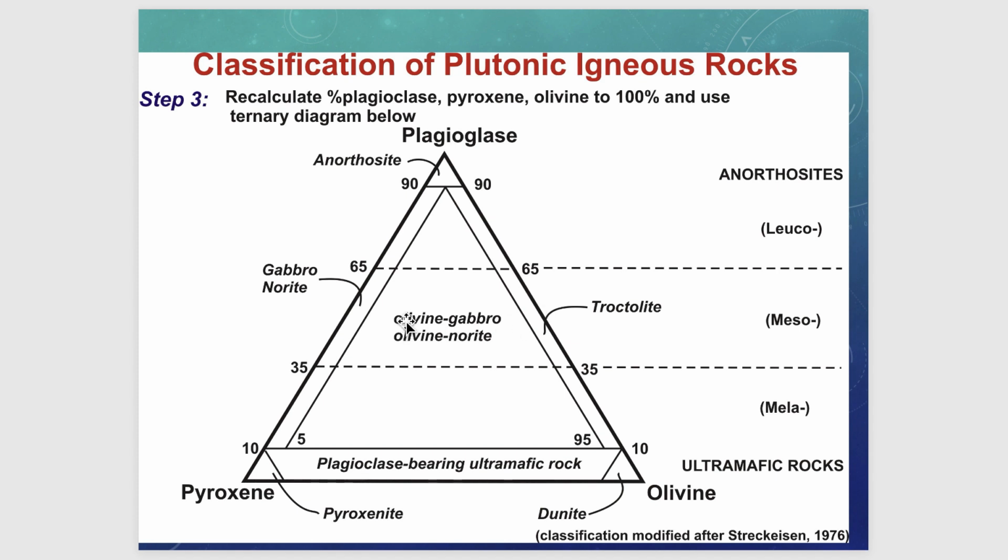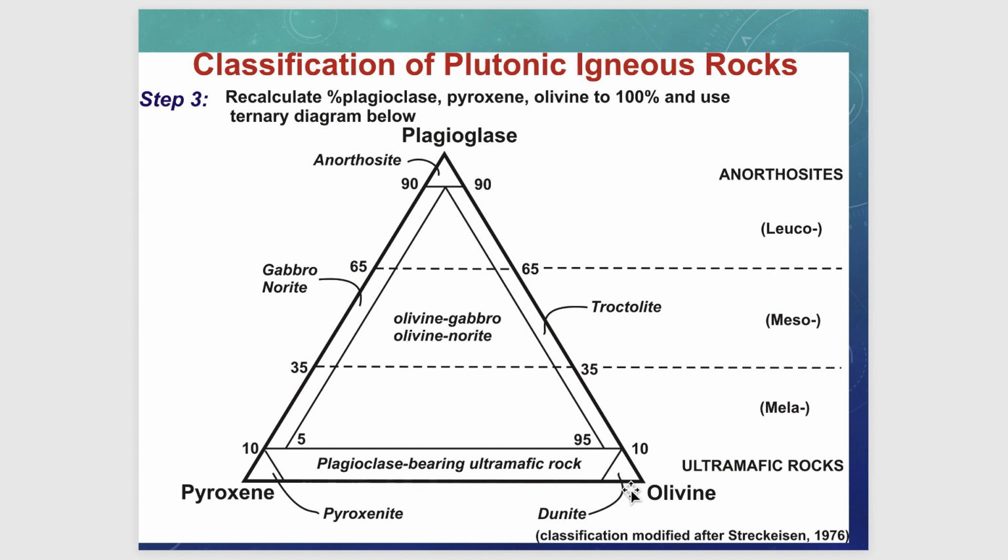In the middle you have your olivine gabbros and olivine norites, so the mixture of the three end members, and down here usually you have plagioclase bearing ultramafic rocks that sort of dominates this plagioclase poor end member. So these will be rocks that are quite dark in color. Usually a pyroxenite is completely black and the dunite is completely green.